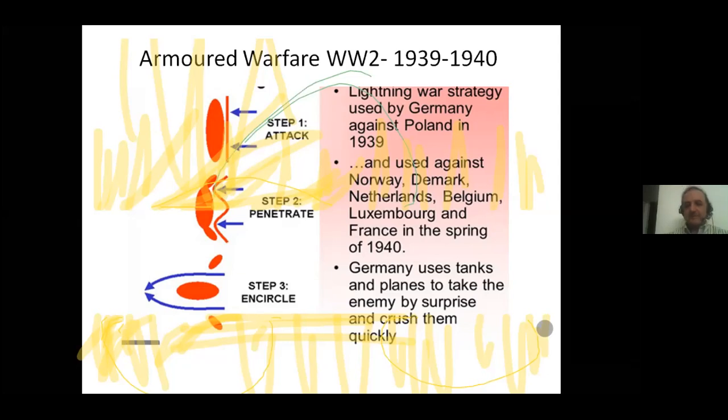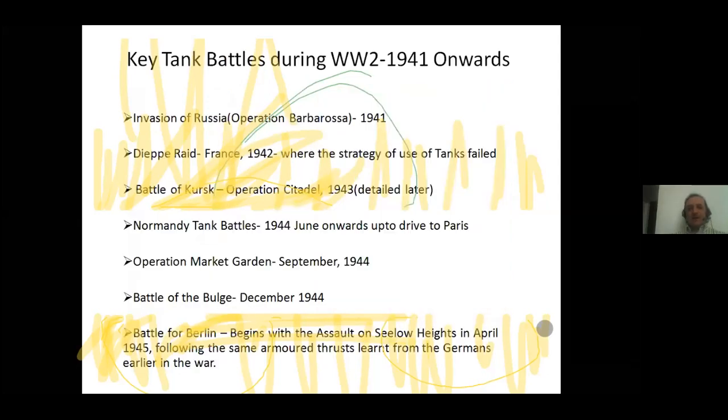Now, moving on, a lot of key battles take place in World War II here. First, Operation Barbarossa, in June 1941, with the invasion of Russia. So a 2,000-mile front is opened up by the Germans on June 22nd or so. And then as usual, it starts with an artillery barrage and then rockets with the Nebelwerfers and all of that pounding on the defenses.